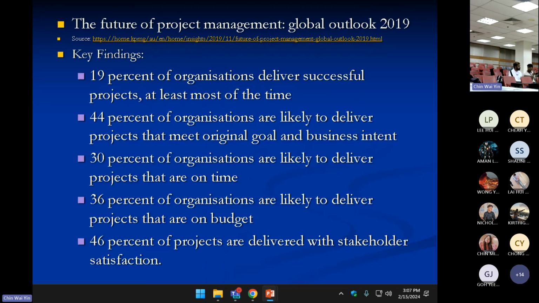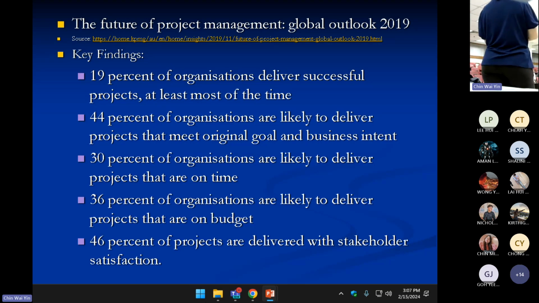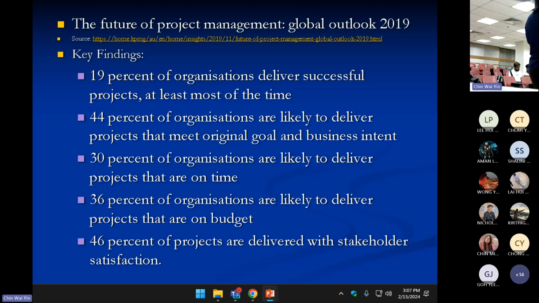Okay, so that's why these are the statistics, right? Why we need to manage our systems development, why you need a system development project methodology, right? Because when you talk about project management, if you look at this, 90% of organizations deliver successful projects at least most of the time, which means what? 81% does not deliver successful projects.